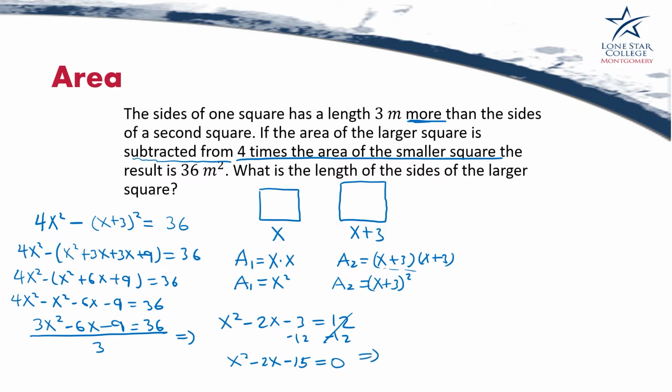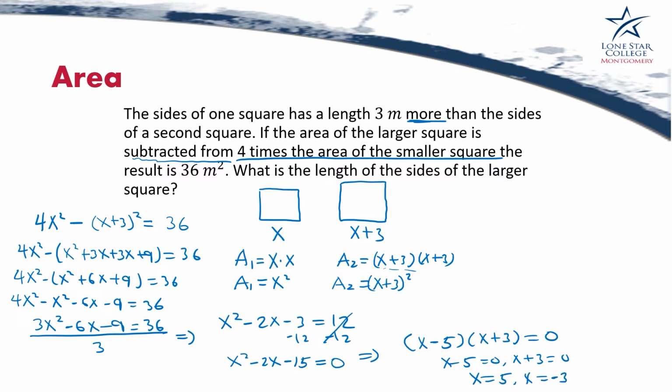Now we want to factor the left side. Find two numbers that multiply to get you negative 15, but add to get you negative 2. That would have to be x minus 5, x plus 3 equals 0. Now that we've factored, we set them separately equal to 0. So x has to be 5 or x has to be negative 3.